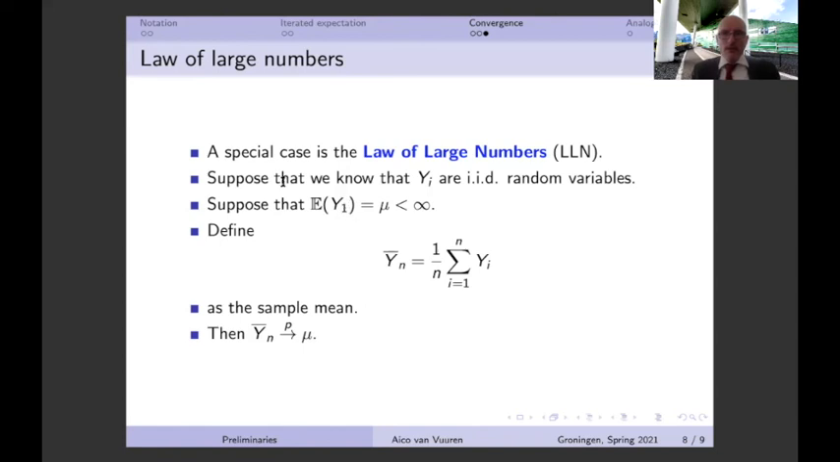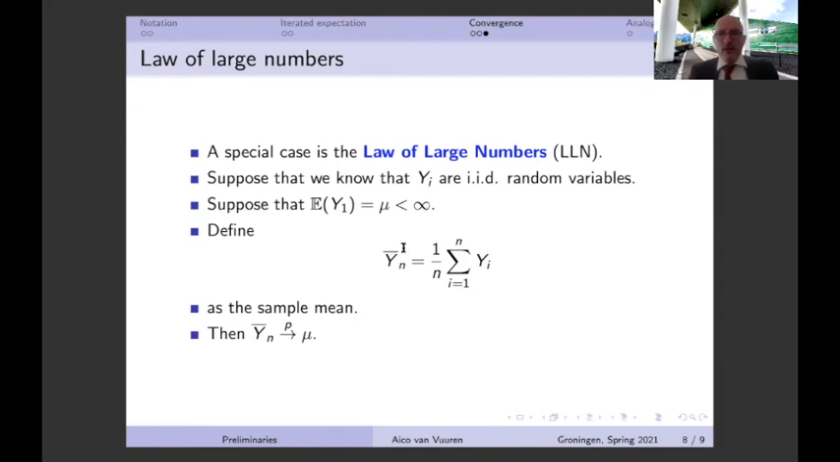The law of large numbers: suppose that we have a sequence of random variables that I denote here by yi, and suppose that they're iid, so they all have the same distribution. In addition to that, I'm going to assume that the mean of y1, and therefore of all the others because they are identically distributed, is equal to mu, and that's smaller than infinity.